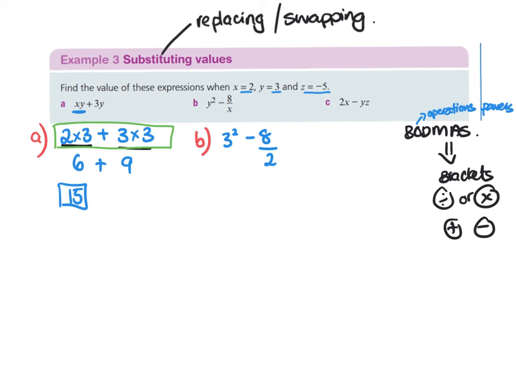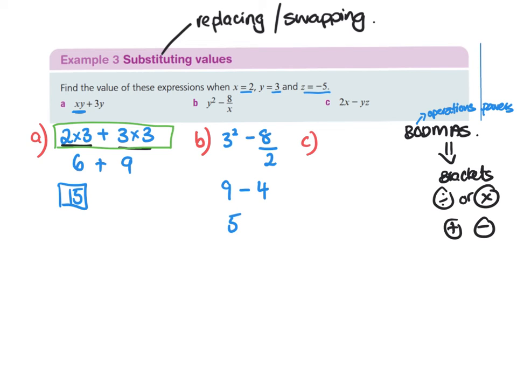So we don't have any brackets, so let's do the power first. What's 3 squared? It means 3 times 3. 9, good. Minus, and we can do the division next, because there's a dividing. So what's 8 divided by 2? 4. And then we've got 9 minus 4, which is 5. Good.